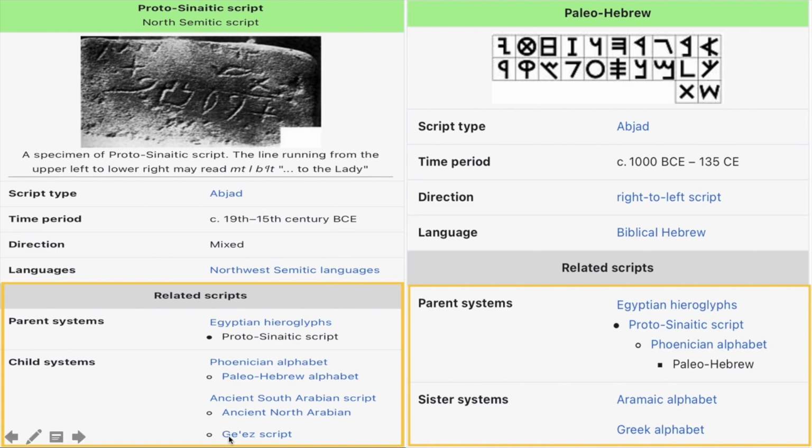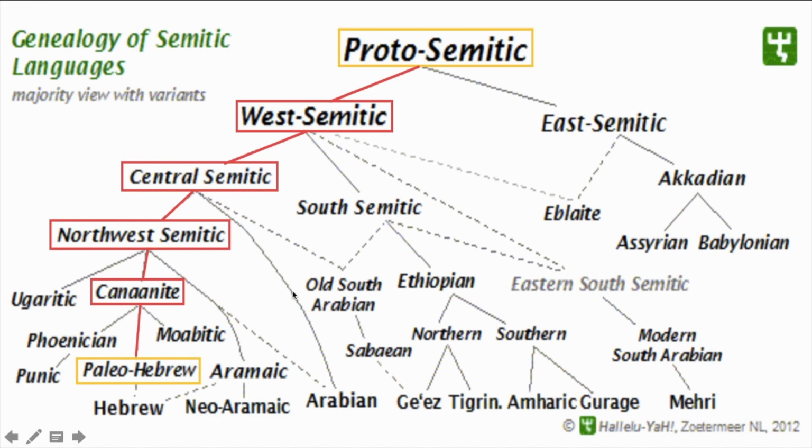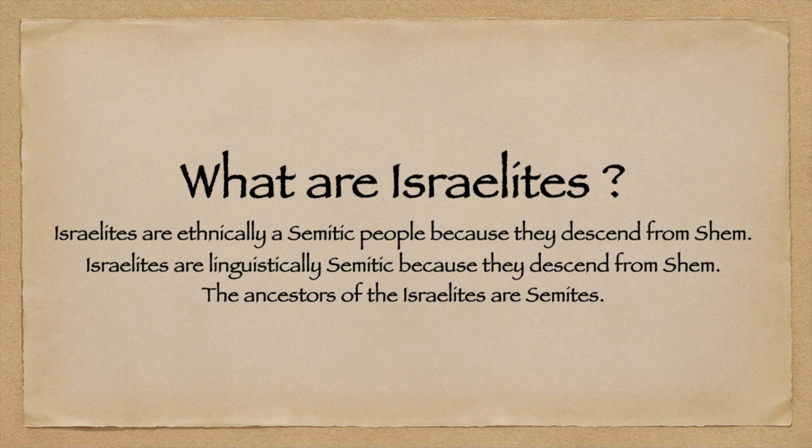This is sort of like a timeline going backwards from where these scripts and languages come from. Paleo-Hebrew to Phoenician alphabet to Proto-Sinaitic script to even the Egyptian hieroglyphics. And here is a visual map showing from Paleo-Hebrew to Canaanite to Northwest Semitic to Central Semitic to Western Semitic and Proto-Semitic. So the Hebrew language also goes back to the Proto-Semitic tongue. So the Israelites are ethnically a Semitic people because they descend from Shem. The Israelites are also linguistically Semitic. So the ancestors of the Israelites are Semites.